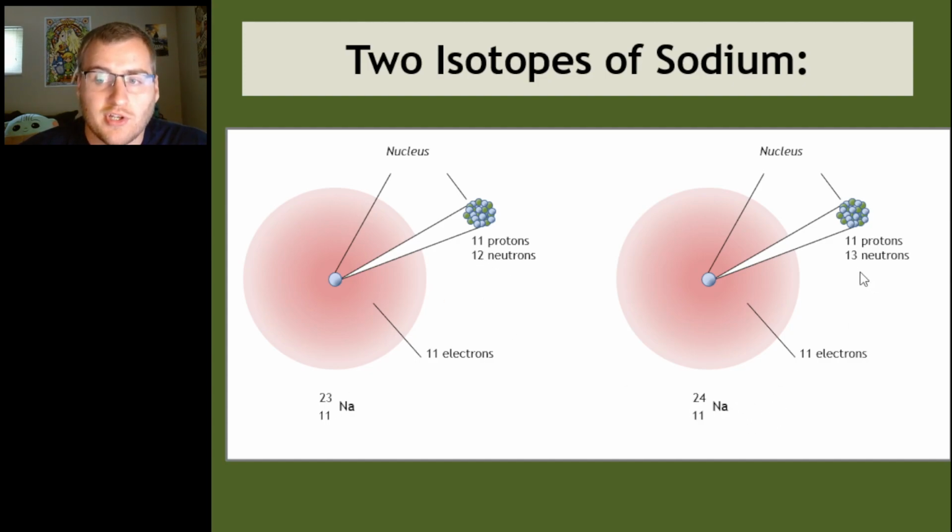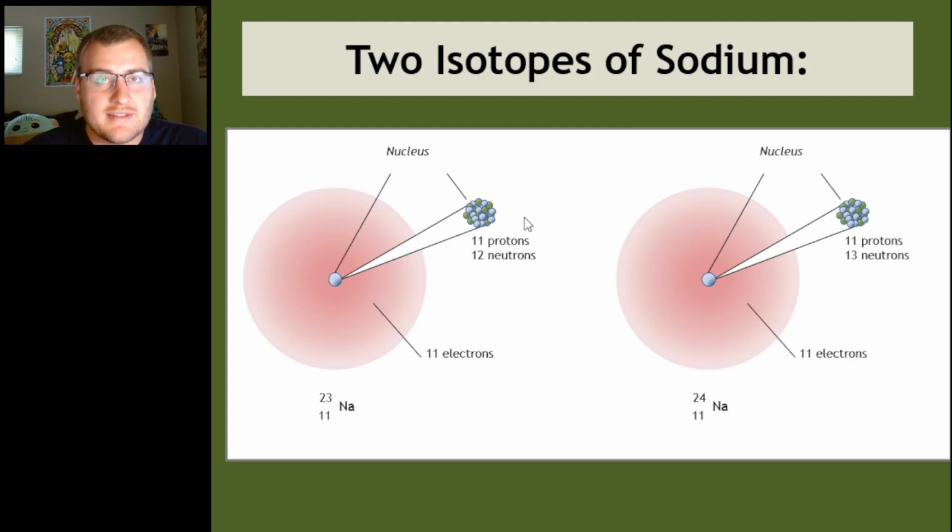This one's 24 because you have 11 plus 13. There's not really any difference between these. If you looked at a sample of sodium, there'd be trillions and trillions of atoms. Some of them would be this one, some of them would be this one. Sometimes there are differences between isotopes, and that really comes down to how stable the nucleus is.